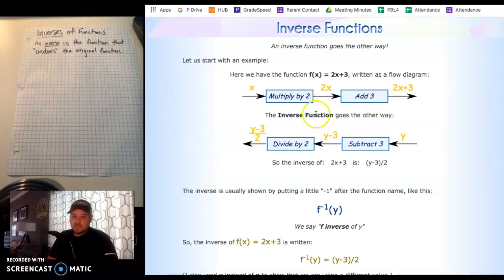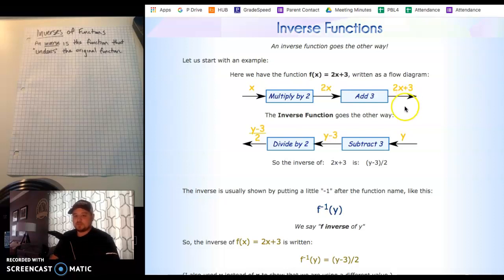And so what's really happening here is that we're starting with x, some number, right? X could be 7 or 11 or negative 12. And then in order to find what y is, in order to find our output value, we have to multiply that number by 2. And then once we've multiplied by 2, then we add 3 and we find this new number. Well, an inverse function goes the other way.